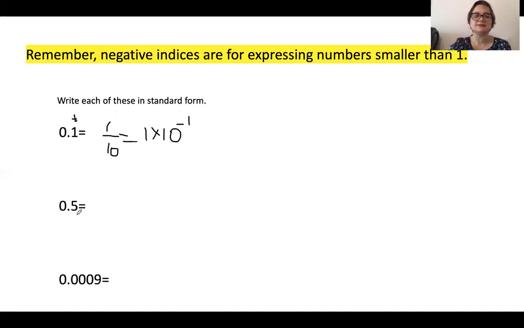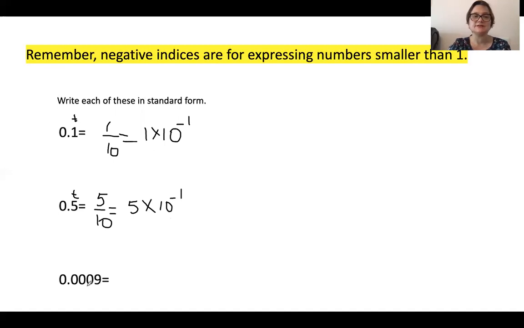The second one is 0.5. Again, digit 5 is a tenth, 5/10. So write it as a fraction. It's going to be 5 over 10. And this is the same as 5 times 10 to the power of minus 1.